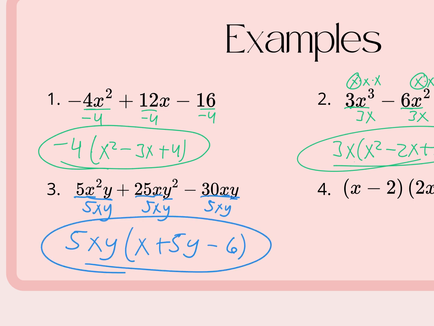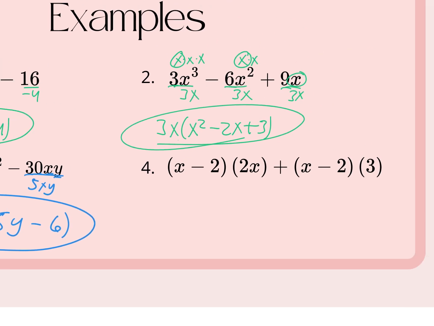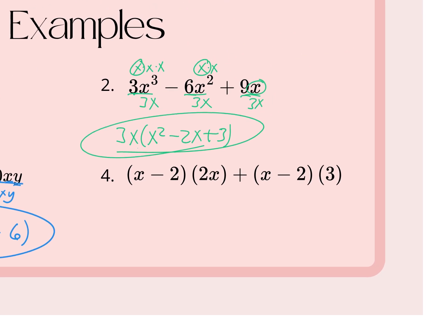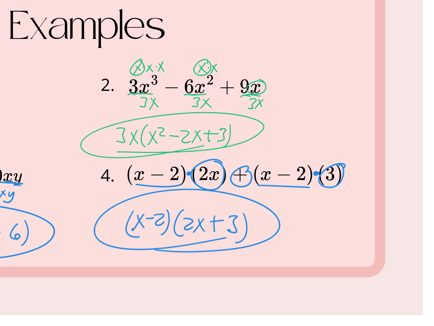All right, and then in this next one, it looks like we have something a little bit different. Keep in mind, though, a factor is just something that's being multiplied with something else to get an answer. So keep in mind, this x minus 2 times 2x and this x minus 2 times 3, these are all factors. The one that they share in common is the x minus 2. If you take out an x minus 2, you're left with a 2x, a plus, and a 3. And that's your final answer.